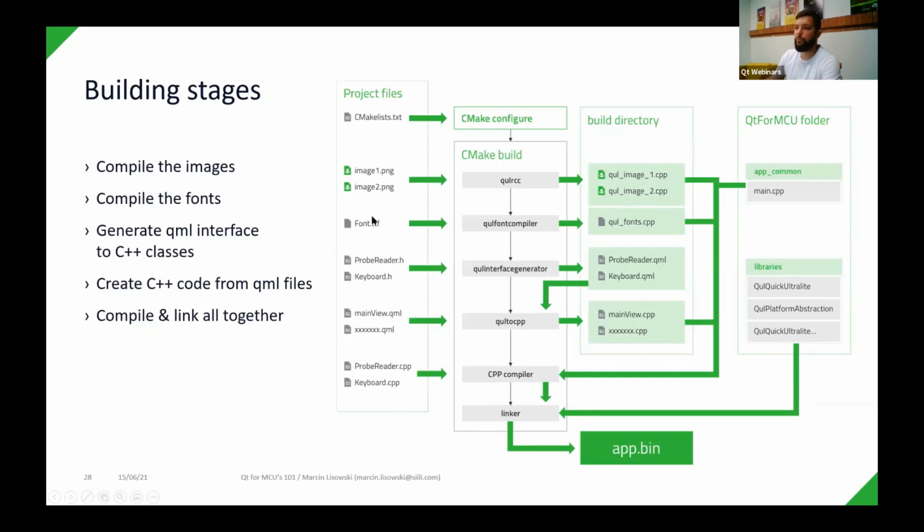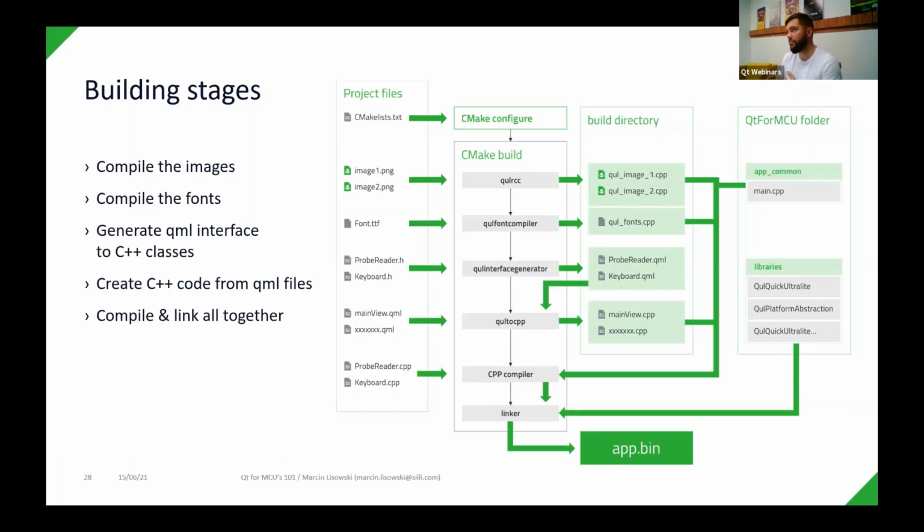The next step is to compile the fonts, and the tool QL font compiler is doing that. And what does it exactly do? It generates glyphs for your fonts. So if you are using some text elements, it will produce the glyphs for the letters and for the characters that you are actually using in your QML files. So it will produce only the range of the glyphs that is used in your app. Of course, you can extend that range, but we will be talking about this later on.